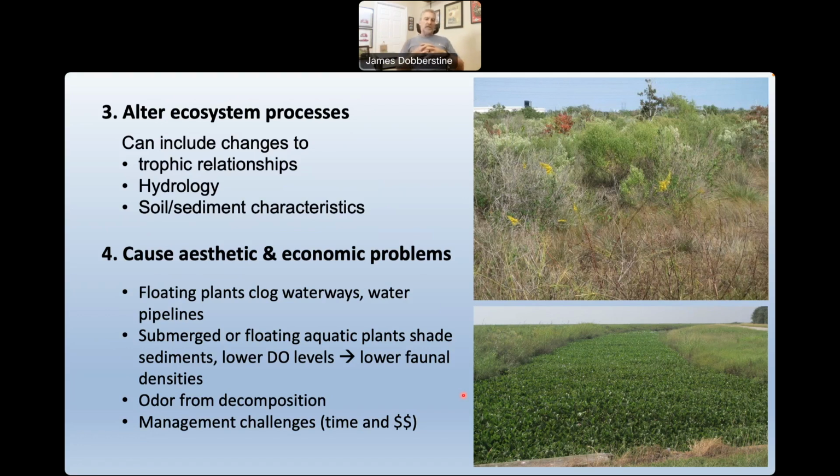They shade out lower plants that are lower in the water column. They lower DO levels, like we talked about, and that can lower fauna densities, which in turn can have an impact on the whole community, right? You kind of get this cascading effect where this plant might affect another that affects two or three more, and before long you've got a whole reshaped community that might eventually become a monoculture of whatever your invasive plant is. They also present really significant costs in terms of time to manage or eradicate them, and in terms of the cost of doing so.